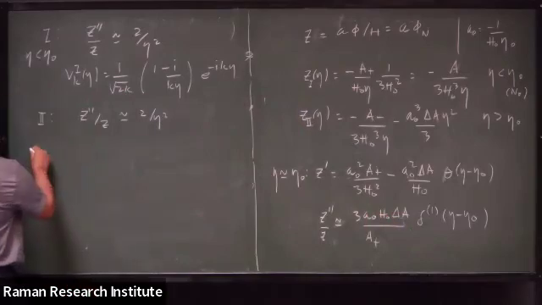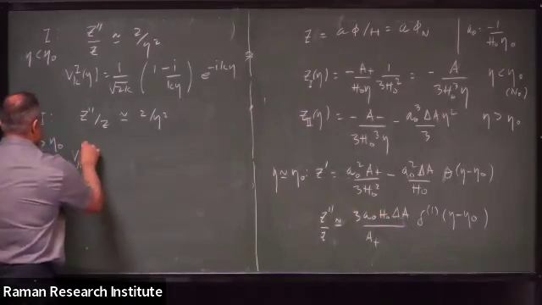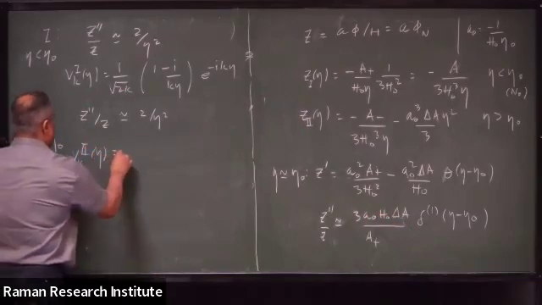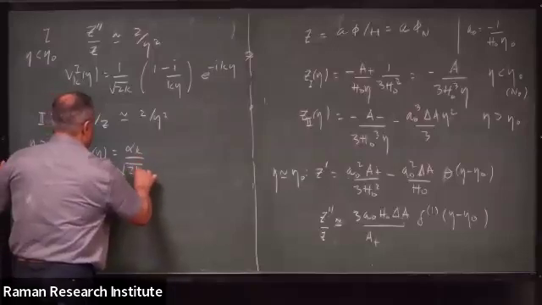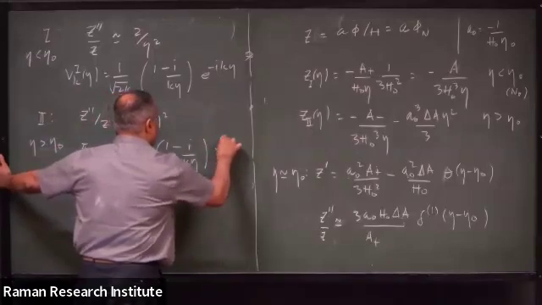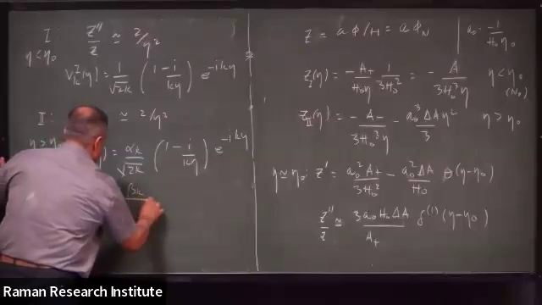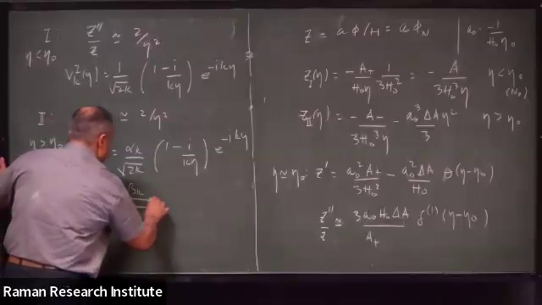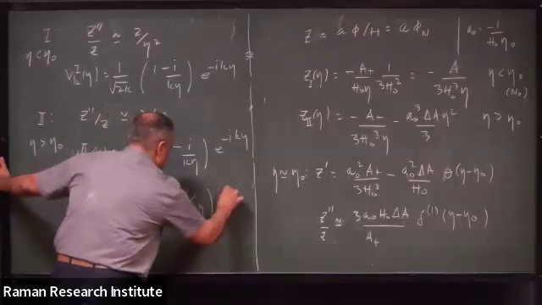Vk in domain 2, eta greater than eta naught, to be Vk2 of eta. Can you make a guess? It'll be alpha k, where alpha k and beta k are often referred to as the Bogoliubov coefficients, which you may have heard of: alpha k by root 2k, 1 minus i by k eta, e power minus ik eta, plus beta k by root 2k, 1 plus i by k eta, e power ik eta.